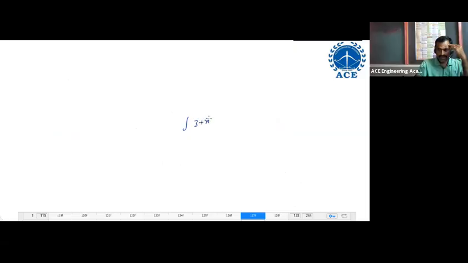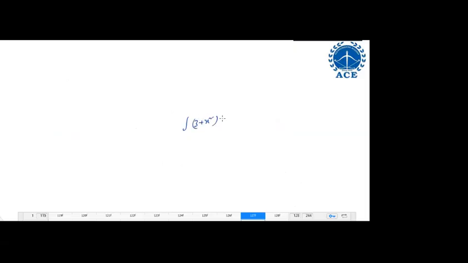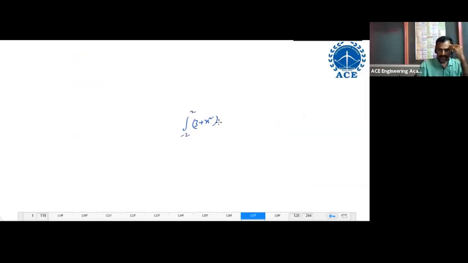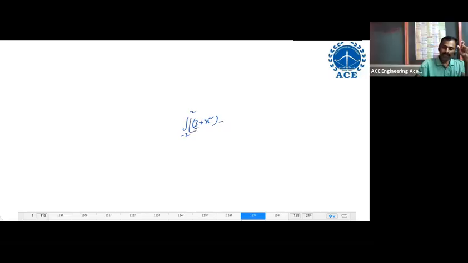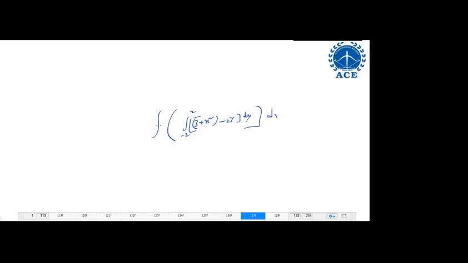The integration of 3 plus x square. The limits are ranging from -2 to +2. So okay, that is the multiple integral topic. In that multiple integral, 3 plus x square minus 2y dy, outside dx.